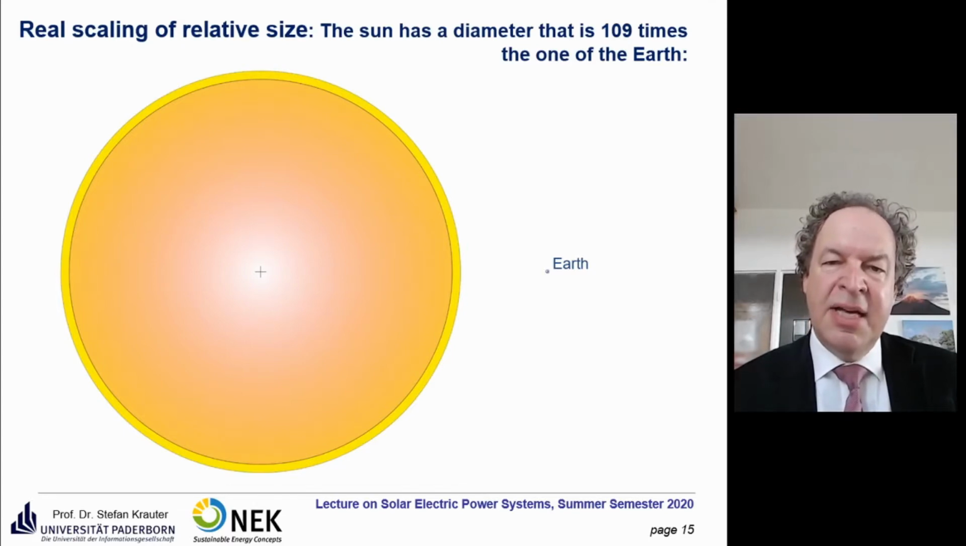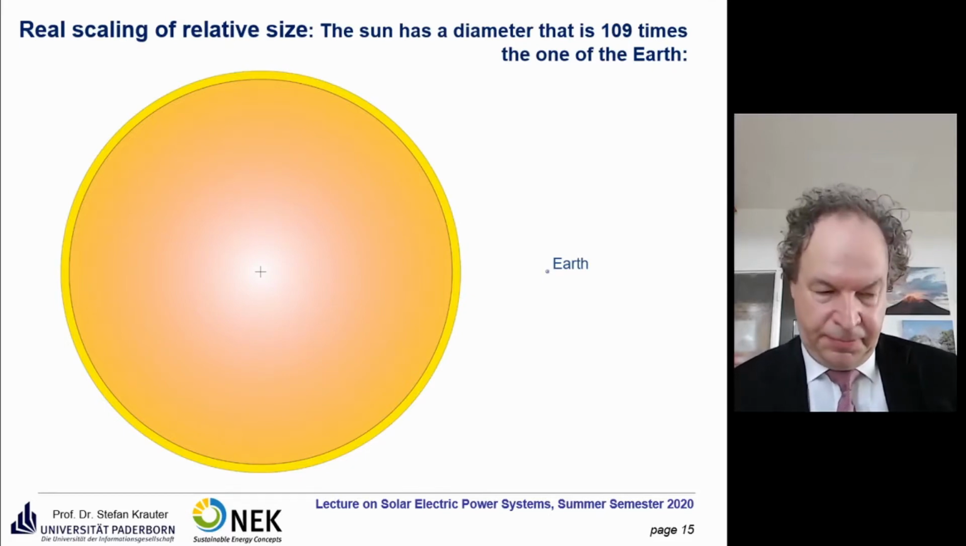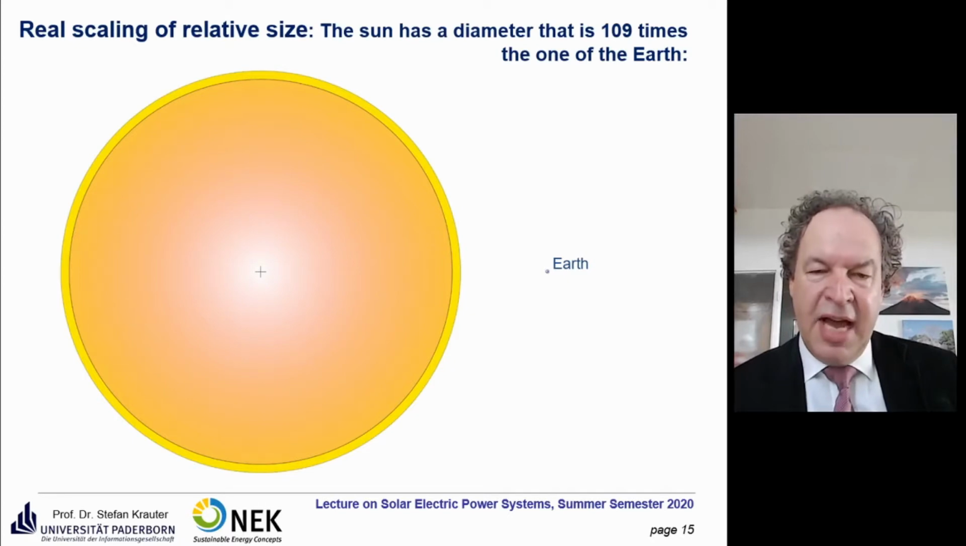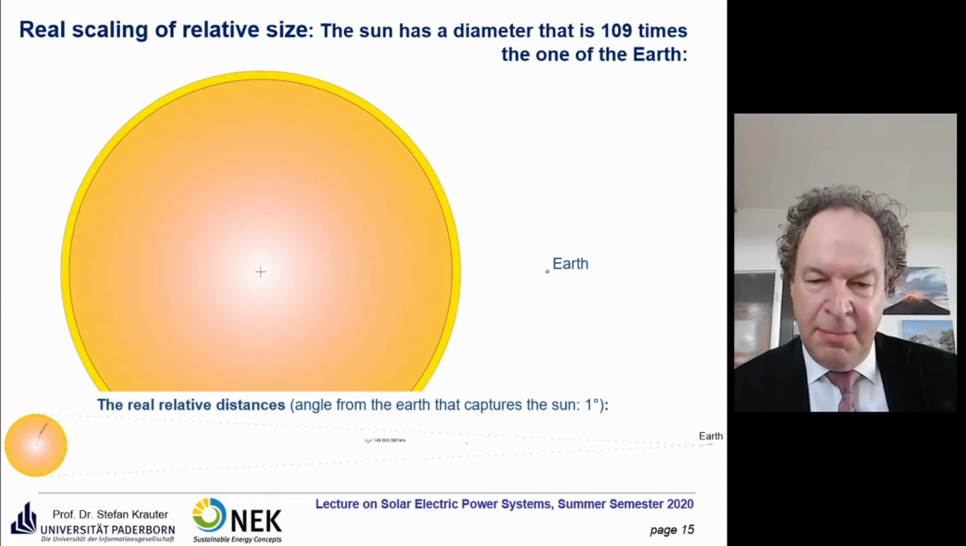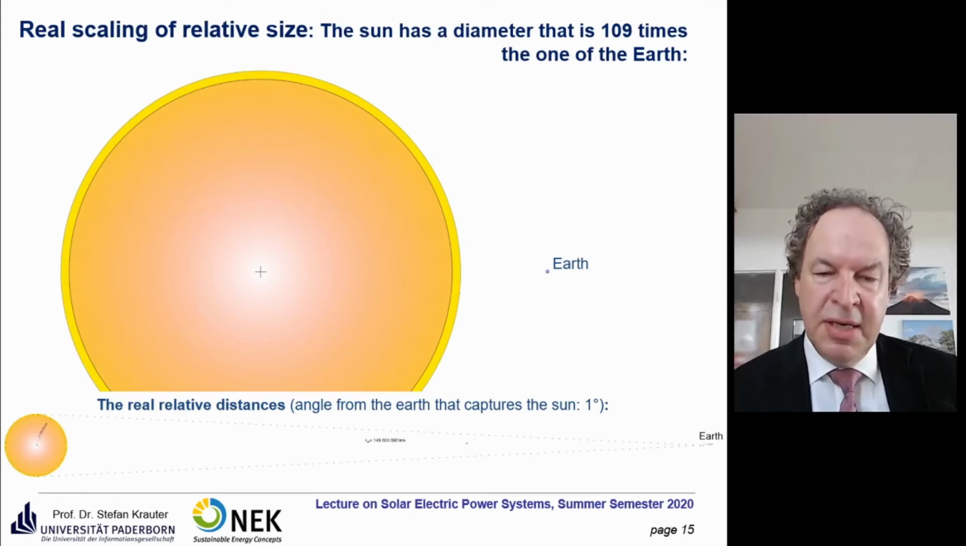The sun has a diameter 109 times bigger than the diameter of Earth. So really big. That's also not the actual distance, so here I put a graph with the actual distance. You see the sun very well, but Earth is almost invisible at the actual distance of 150 million kilometers. The capturing angle is about 1 degree. Even if we only see the sun from a 1 degree opening angle, we still have this enormous power of 178 petawatts.